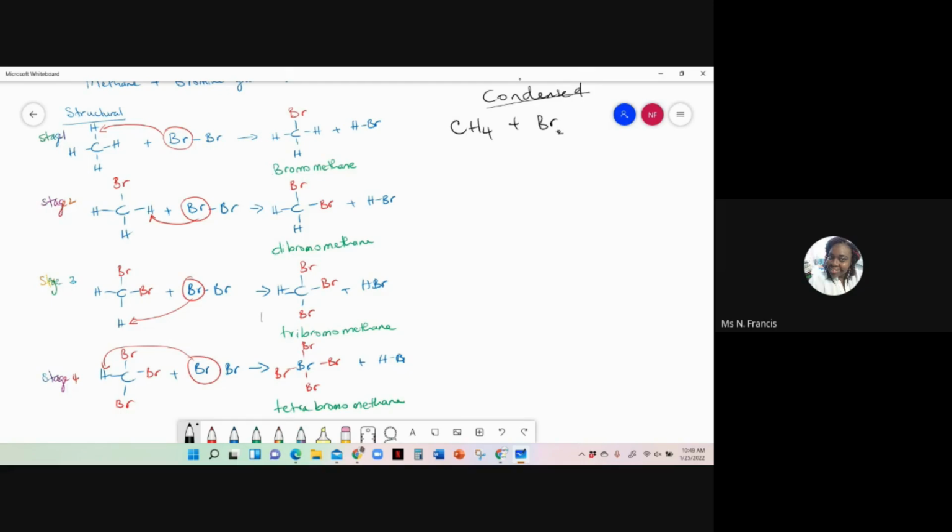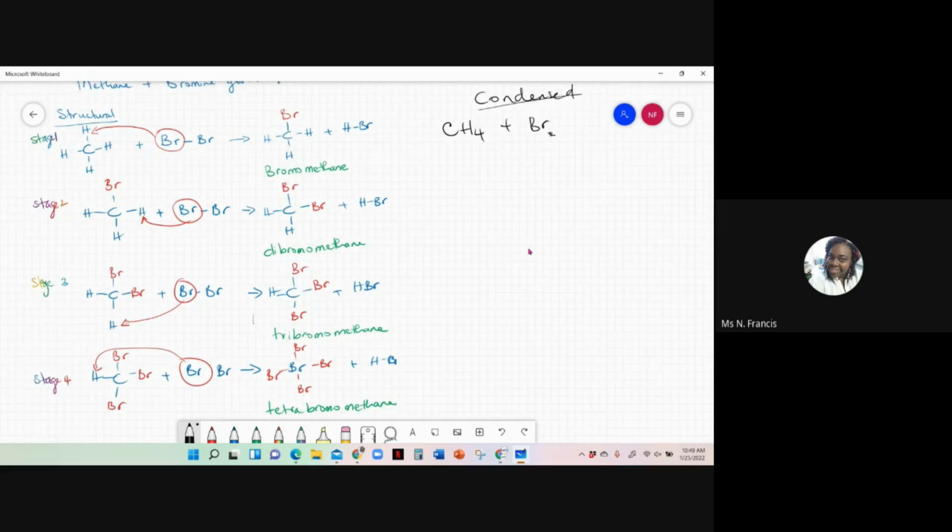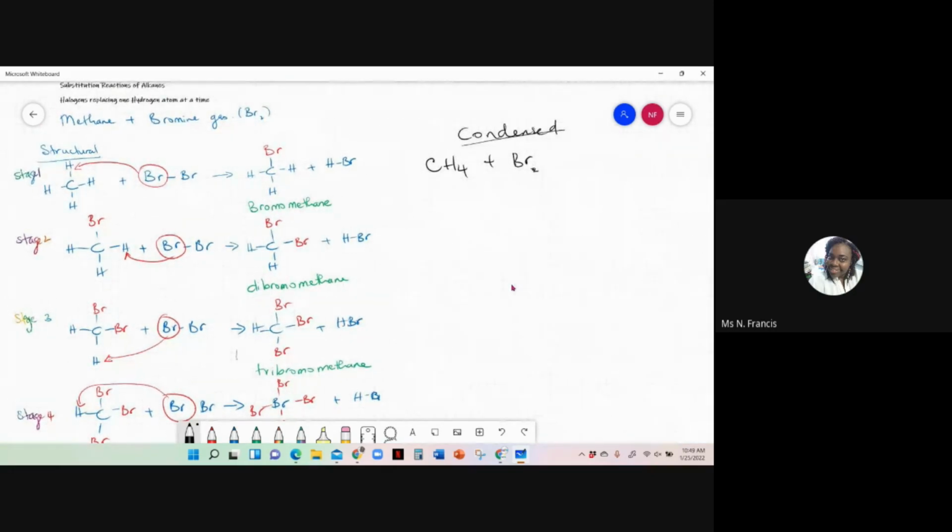Let's see. These things are not going to move out of my way. All right, let me pull this over. All right, good. They're right in my way.